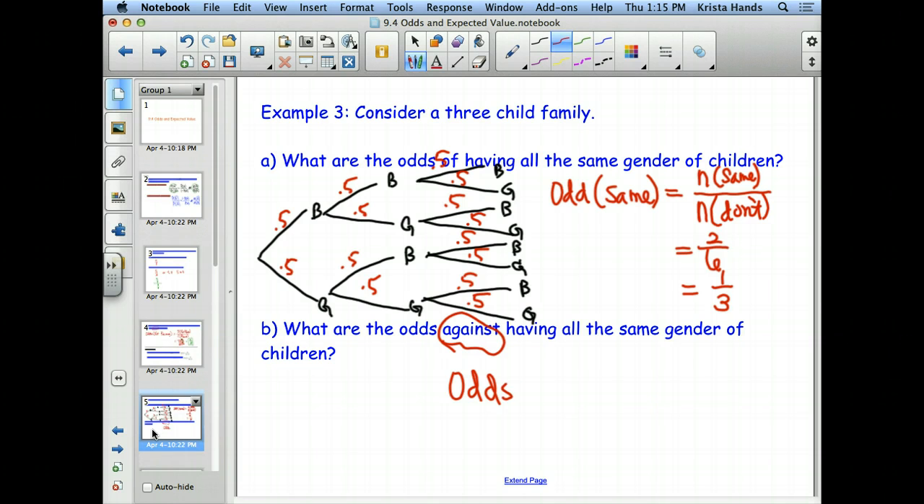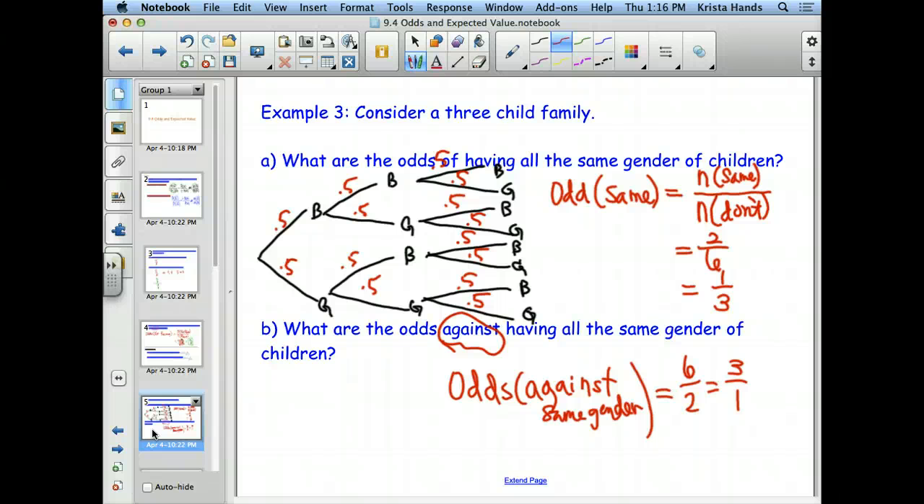So the odds against the same gender would be the reciprocal, so 6/2 or 3/1, and resist the urge to make up the number 3, because then it loses the effect of what it actually means. You still have to leave the over 1 part in this case, okay? So there is a 3-to-1 odds against having all the children be the same gender.